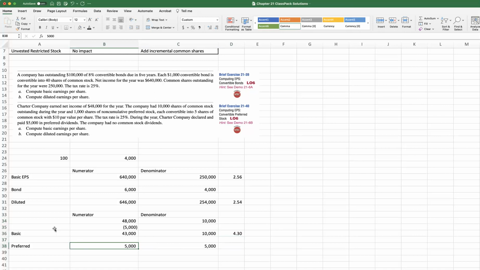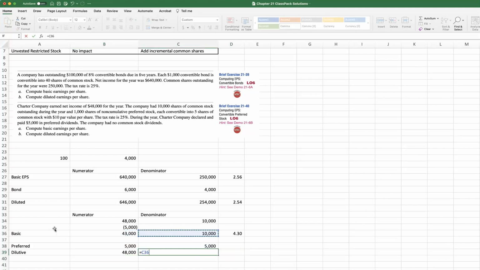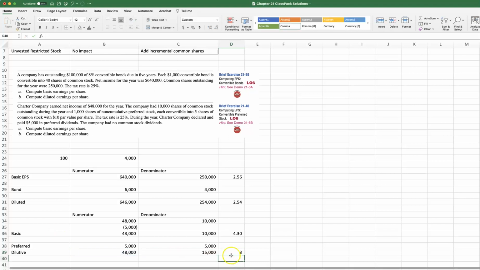For preferred, well, if I had issued all those shares, these 5,000 additional shares of stock, then I would not have had to pay that dividend. So I'll add the dividend back, and really you just end up straight back at wherever your net income number was in basic. So I'm going to add it back. I'm at 48,000 for my numerator, and then I'll add the shares in because I'm pretending that this has happened, and now my earnings per share is, let's expand this, $3.20.